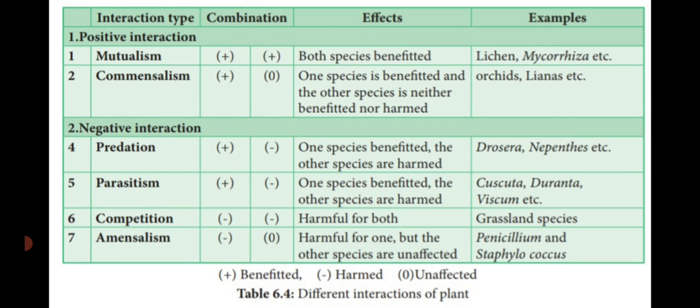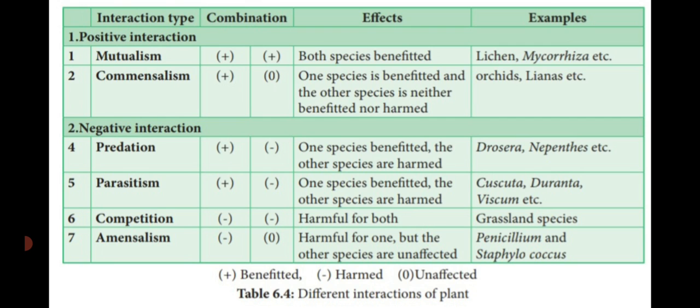In mutualism, both the organisms are benefited, so positive. In commensalism, one of the organisms is benefited, so a plus symbol. The other organism is neither benefited nor harmed, so they put 0. The effect in the first is that both species are benefited. In the second, one species is benefited, the other species neither benefited nor harmed.